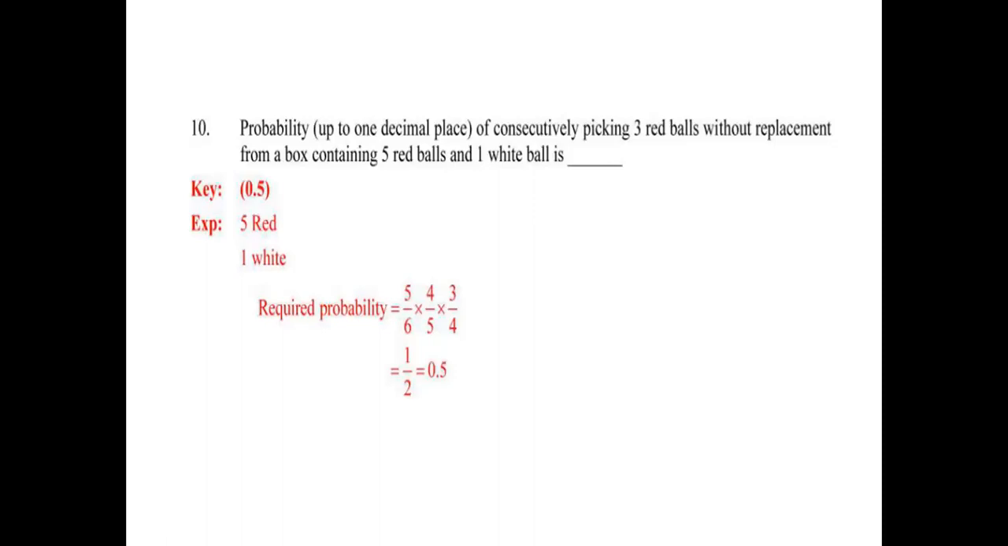Then probability up to 1 decimal place. So in some questions, MCQ problems are there. One type is the MCQ problem. There are 4 options and exactly one is correct. Another type is MSQ, multiple selection questions, in which 2 or 3 or all 4 options may be correct. And the third category is where no options are given to us, and in such a case there is no negative marking, and the accuracy of the decimal places is also specified.